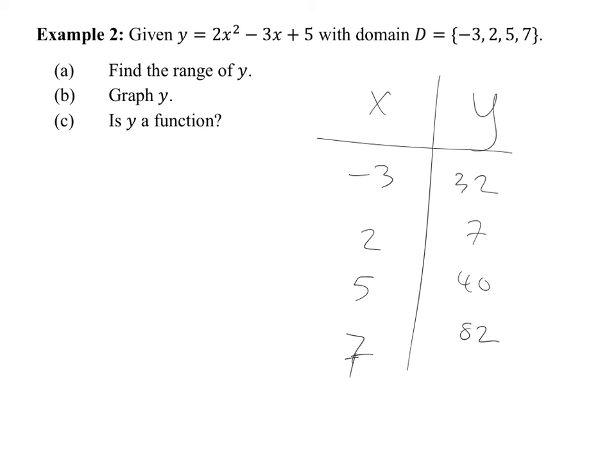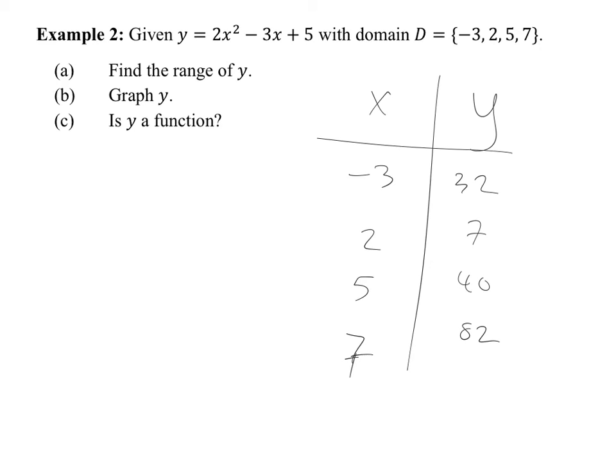So my range, part A, is simply 32, 7, 40, 82. And my domain is -3, 2, 5, 7. I have a question for 5. If you put it on a calculator, you get 40, but if you really solve it, it's oh, 40.